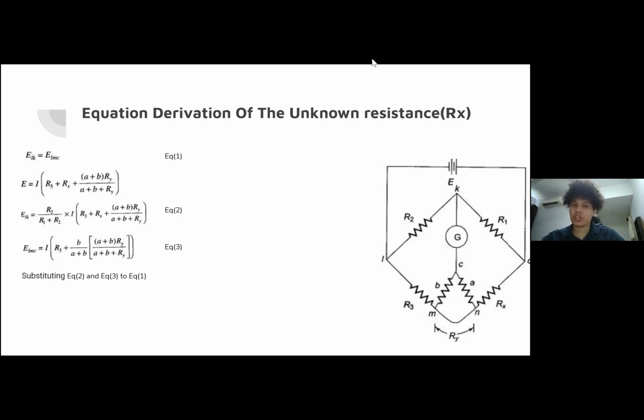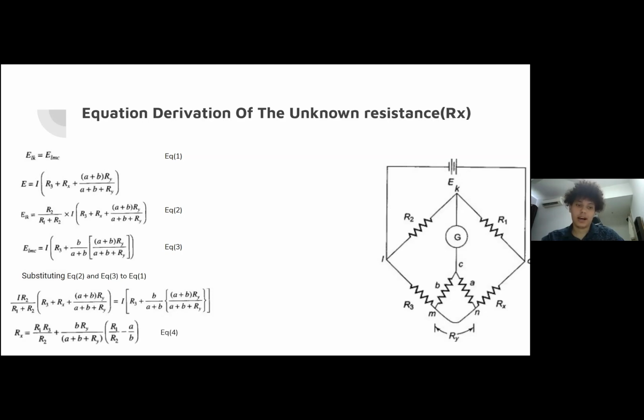By substituting equation number 2 and equation number 3 into our first equation, equation number 1, we will get this. Then by simplifying, canceling equal terms on both sides, such as the current and the resistance, we will simplify this equation to get this for our Rx value. So we'll be using this equation to evaluate the Rx value in Kelvin's bridge.